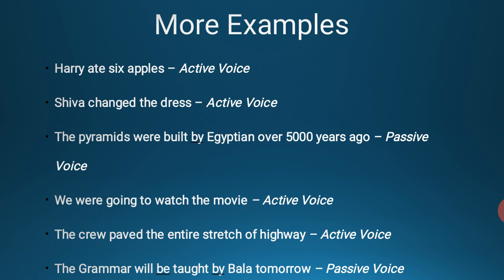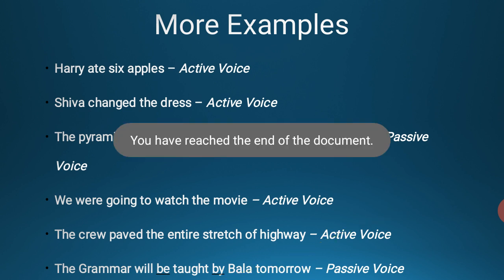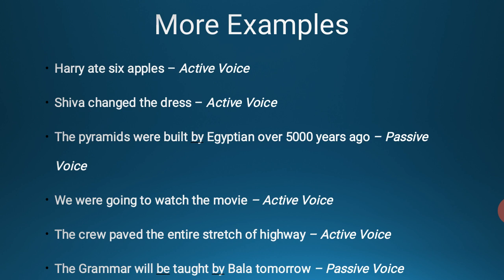Another thing you have to notice: whether the sentence is long or short makes no difference. You only have to identify whether the sentence has words like be, being, been, and by. If those words are in a sentence, that is passive voice. Next sentence, we are going to watch the movie. That is given in active voice. Here you cannot see words like be, being, been, by, so it is active voice. The crew paved the entire stretch of highway. That is active voice. The grammar will be taught by Bala tomorrow.